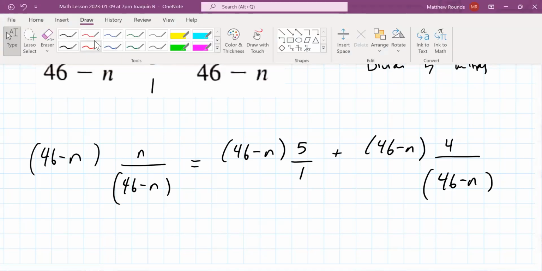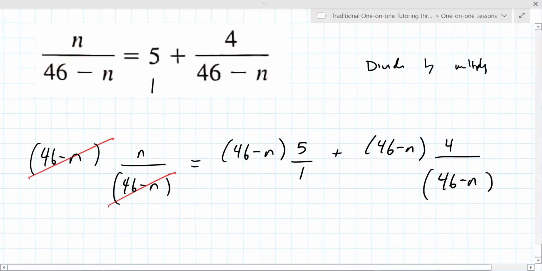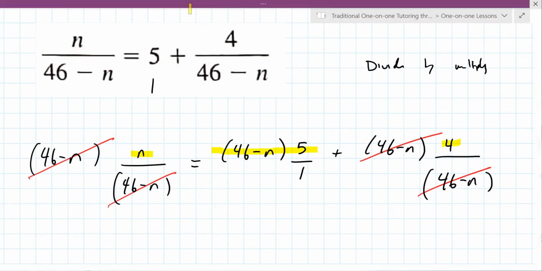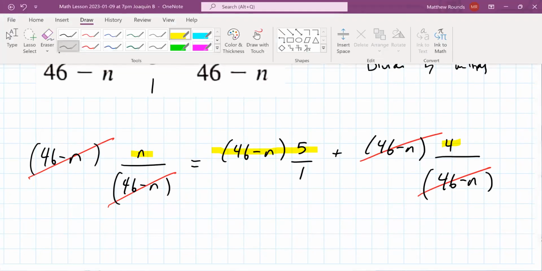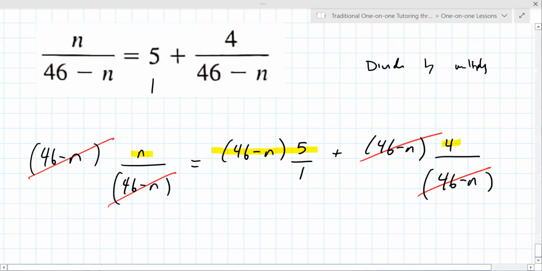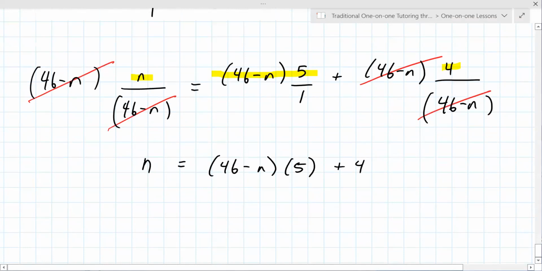So on the left here, actually, let me switch to red. Red's the canceling color. Cancels, right? It's always important to remember what's left over. This is what's left over. It's nice, I've got the digital stuff here so I can make that nice. If you have colored pencils, highlighters, Sharpies, that's always good to use. But you're down to n equals 46 minus n times 5 plus 4. Like that. Is that okay? Yes. All right.